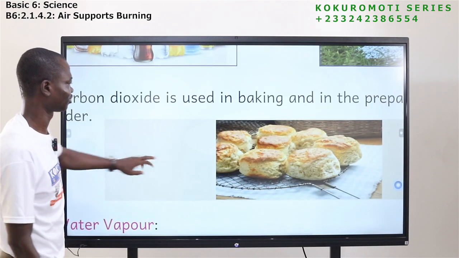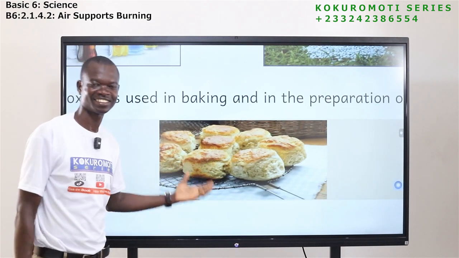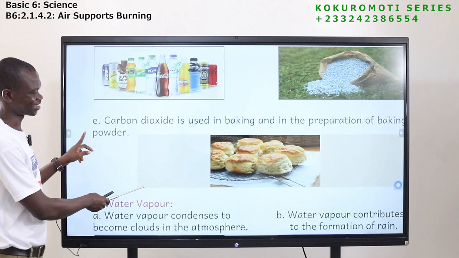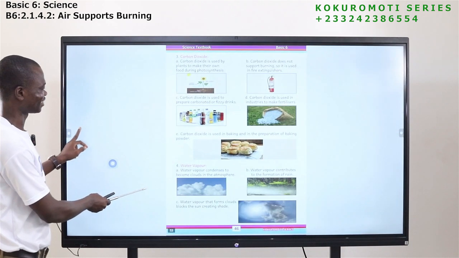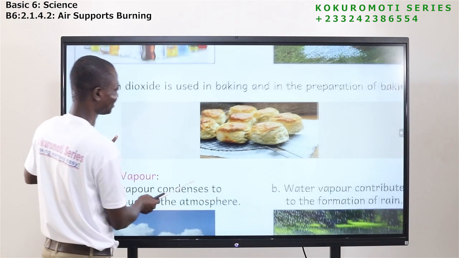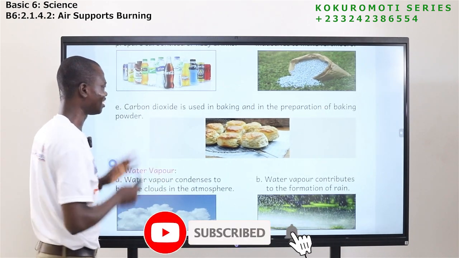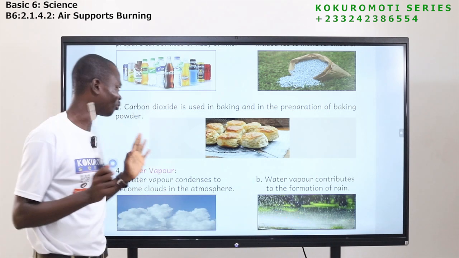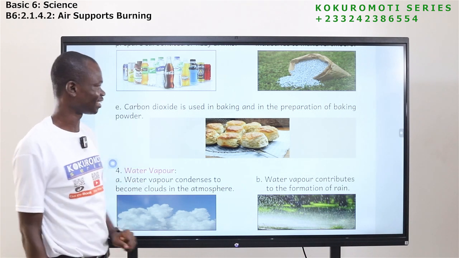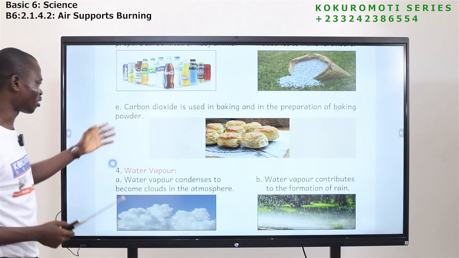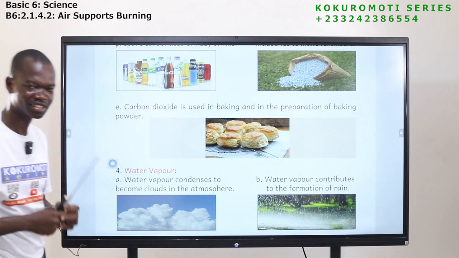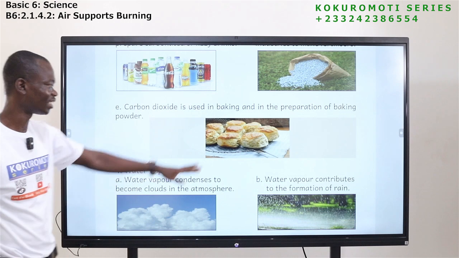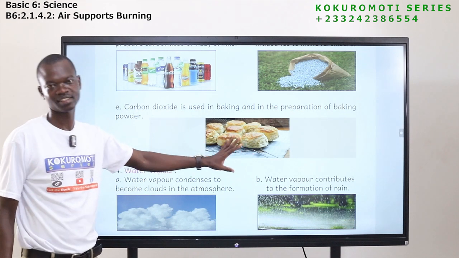What do you see here? Yes, this is rock bands. Is it rock bands or what? What's the name? But you see, the caterers, they use carbon dioxide in different ways that they don't even know. Now, carbon dioxide is used in baking and in the preparation of baking powder. So the baking powder that they use, yes, it contains what? Carbon dioxide, and that is used to bake things like this.